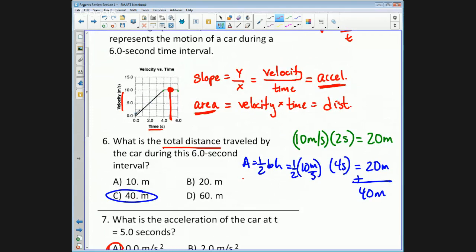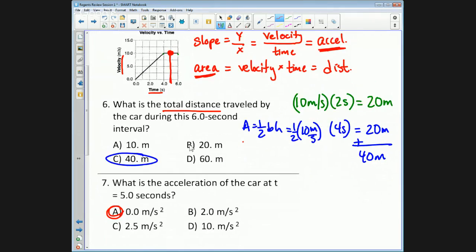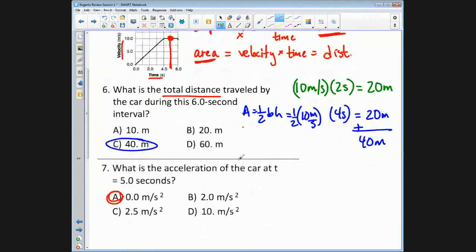I mean, that seems to be by chance that if you look at 5 seconds or 4 seconds and you multiply it by 10, you get 40 meters. But that's not the correct physics way to figure out the answer to number 6. The way you have to figure out the answer to number 6 is figuring out the area underneath this function, and that's the area of a rectangle and the area of a triangle, and you add them together. That's 40 meters. Okay.